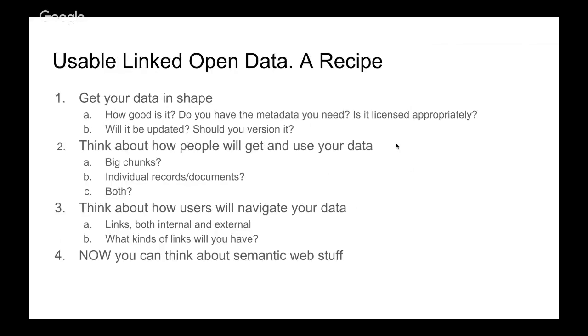So before we dive into the RDF, I wanted to give my recipe for producing usable linked open data. Step one is get your data in shape first. How good is your data? What's its relative quality? Do you have to do some work on it to get it into publishable shape? Do you have all the metadata that you need about it? Have you worked out the licensing for it? How's it going to be updated in the future? So do you have to think about versioning it?